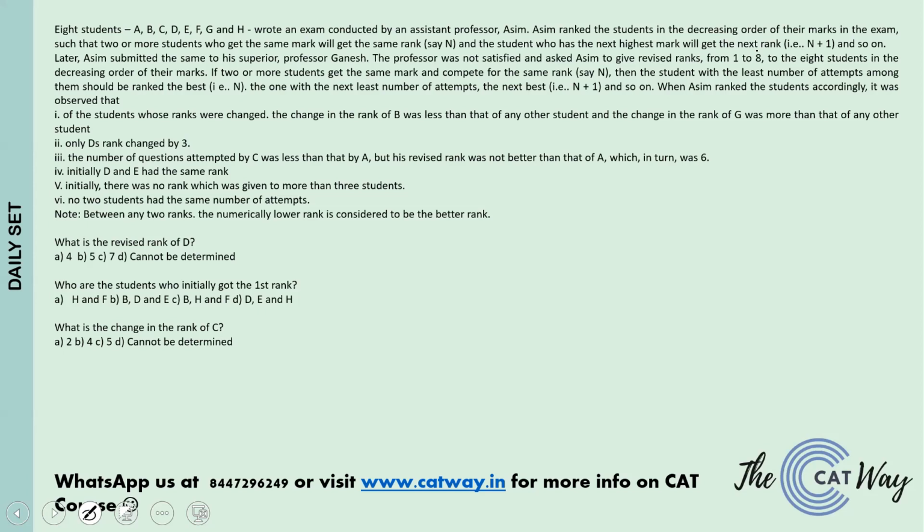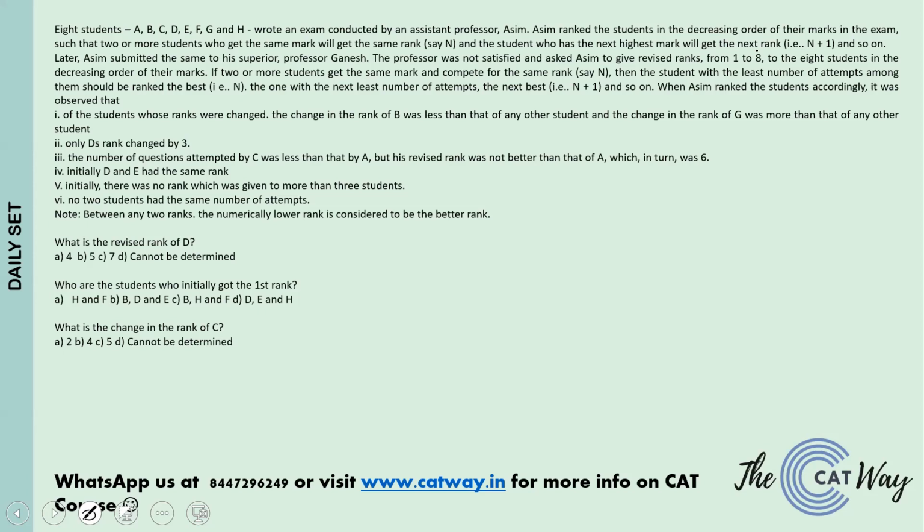So what has been given is that the change in rank of G was more than any of the other students. Now what we can say is that whichever student would have got the maximum change of rank, the ranks could be 1, 2, 3, 4, and so on. But whoever is going to get the maximum change of rank, that student is going to have the final rank of 8, because all were clustered in the top, and now 8 ranks have been given.